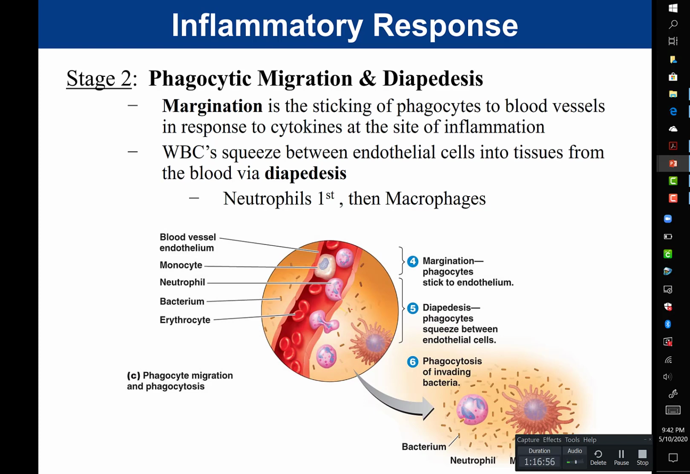And now those cells are going to target those foreign invaders. Again, this is going to have neutrophils first. They are our first responders, followed by our macrophages. Both of those cells are phagocytes, and their job is going to be to engulf those foreign invaders in the site of the infection.